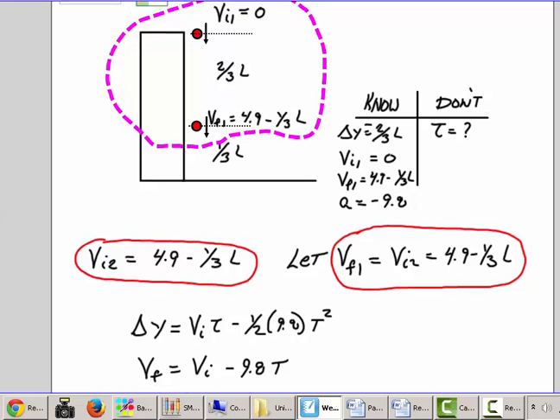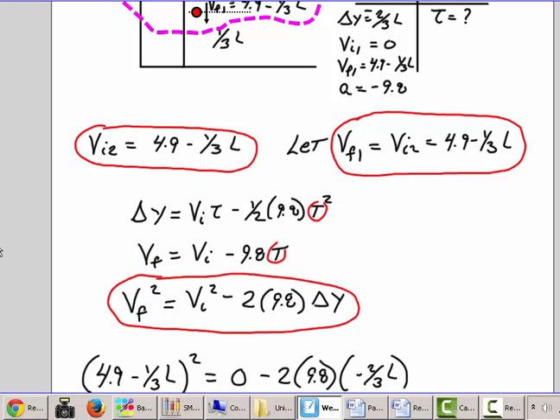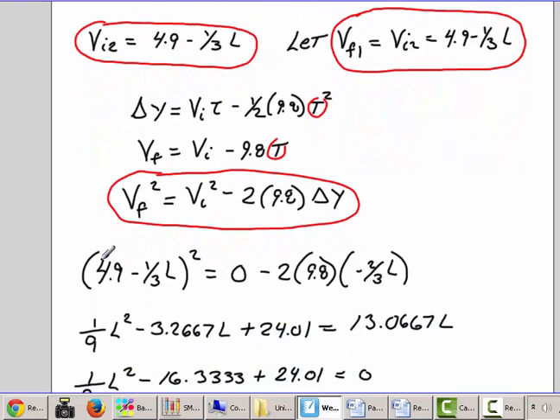So what I'm going to do, I write down my 3 kinematic equations. I'm going to stay away from the ones that have time in them because I don't know what time is. I'm going to come to this equation right here. I'm going to put in the information I know. V final is going to be my 4.9 minus 1/3 L. I'm going to square that. V initial is going to be 0. Minus 2 times 9.8 times my minus 2/3 L, which is my delta y.